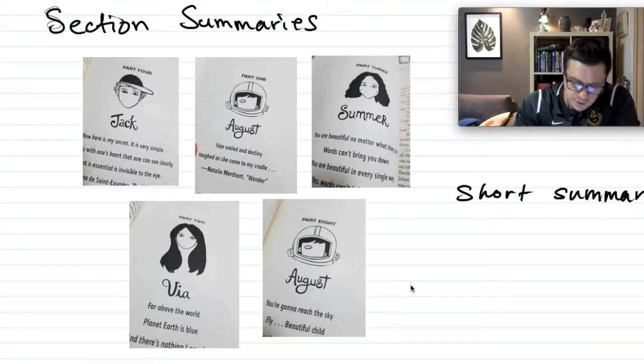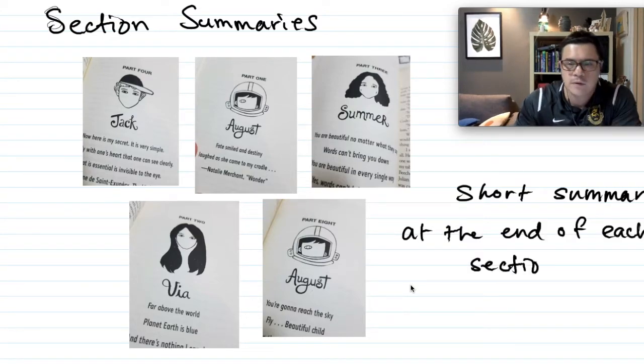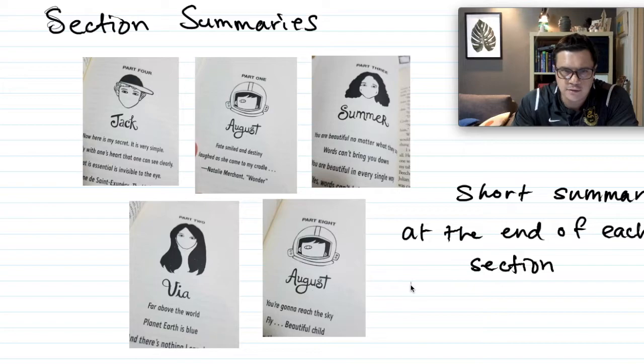A short summary in my notebook at the end of each section. Okay, so this will help me when I go back and reread. So instead of rereading an entire part and flipping through different pages, I could just look at my summary and know what that part was about, what the main events were, and what happened. And like I said, this will prevent us from flipping through different pages and rereading entire sections because we've moved around so much and have forgotten some stuff.